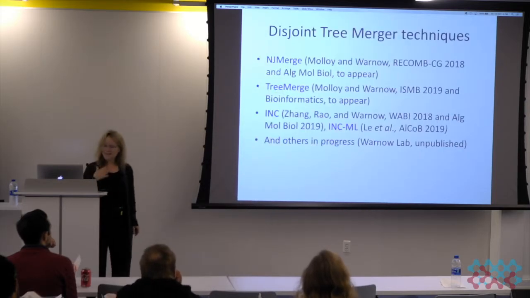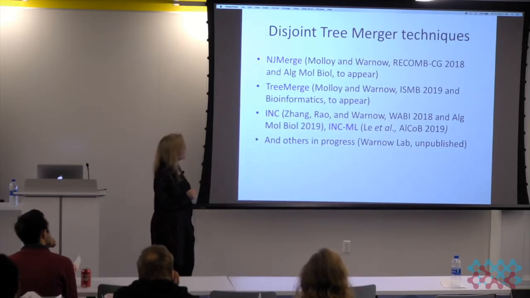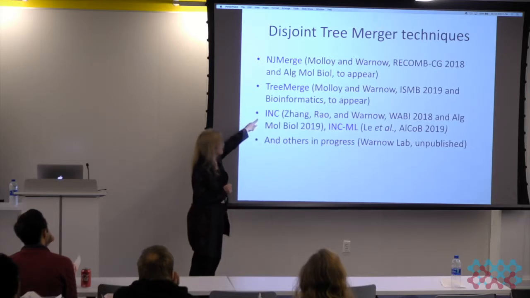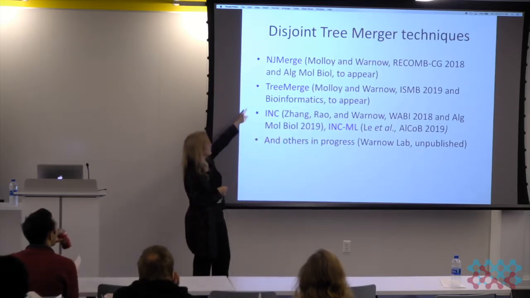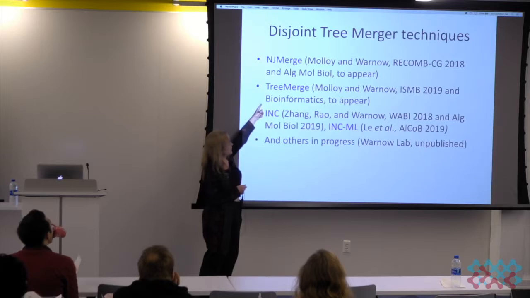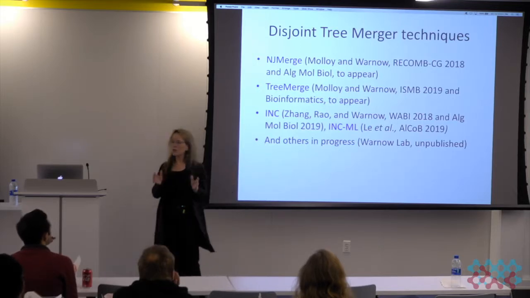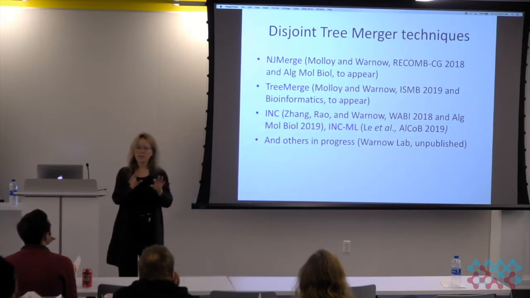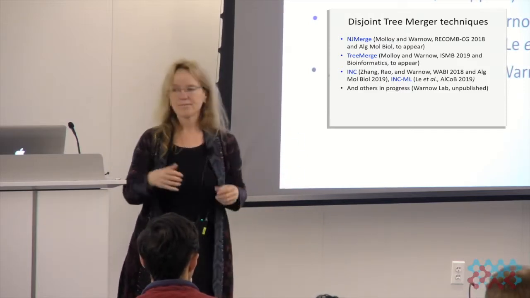And this disjoint tree merger thing, the first such method was NJ-merge, published in 2018. Then came INC in 2018. INC is incremental tree building, and a version of it was implemented for maximum likelihood. This year, next week, tree merge is going to be presented at ISMB, and some others are in progress. It's a very new algorithmic divide and conquer approach: divide into disjoint subsets, construct trees on the disjoint subsets, and merge them.